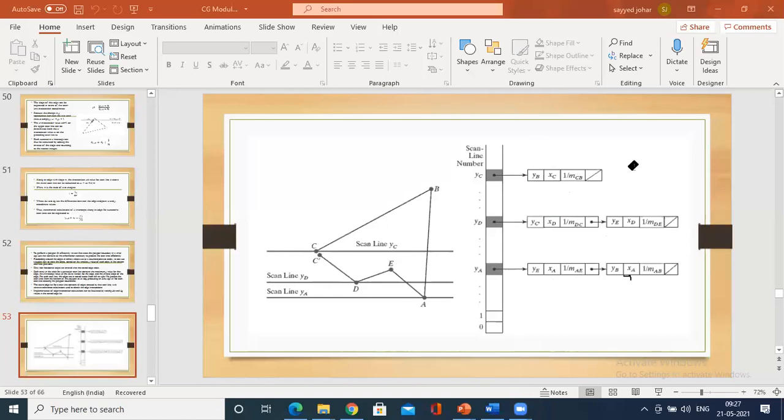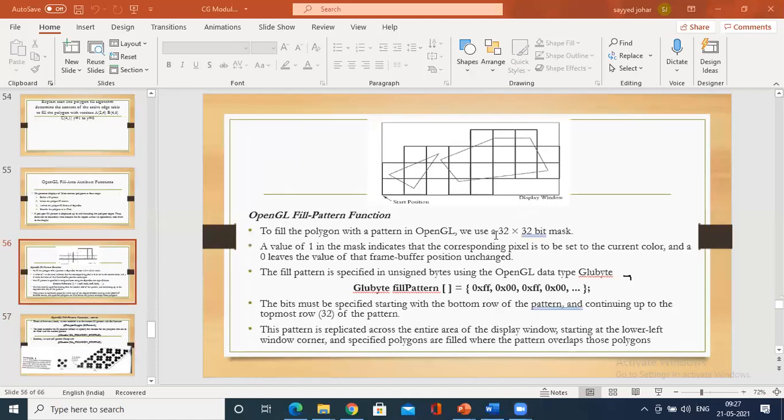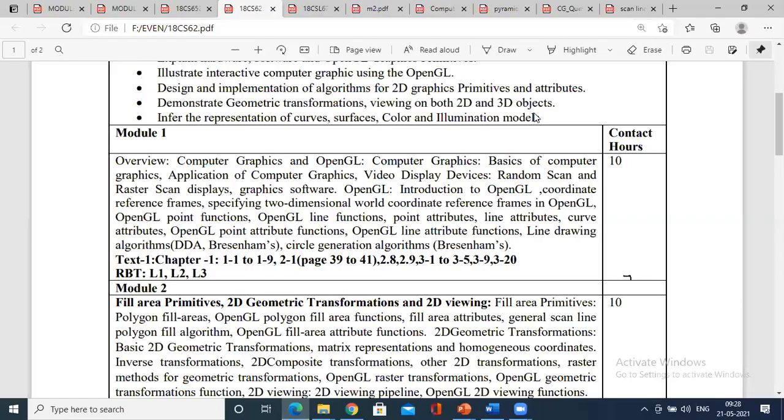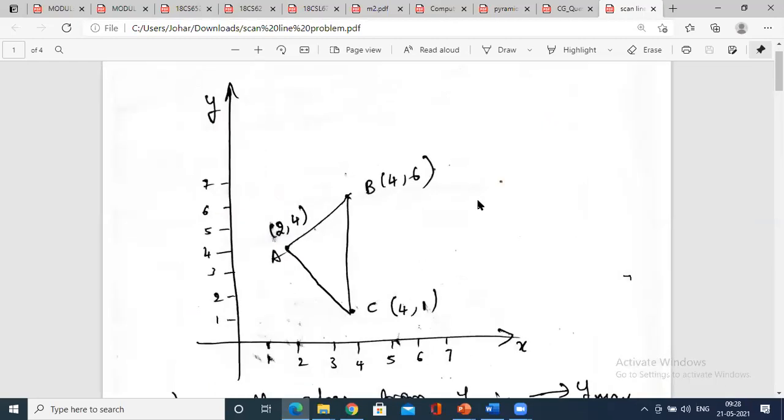So we have the problem. Given the vertices A is (2, 4), B is (4, 6), C is (4, 1). This has been given in the problem. So you have to solve the problem. Okay. So this is a problem that is being given. All of you just concentrate on this.